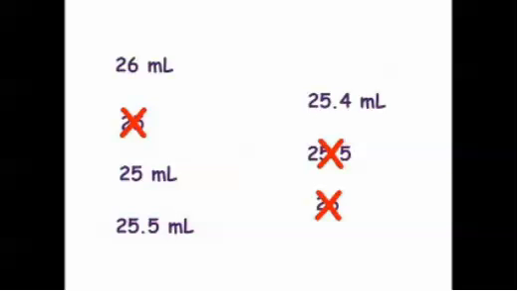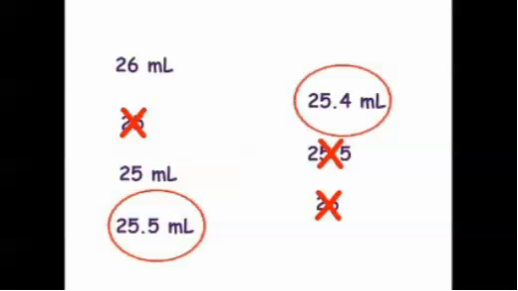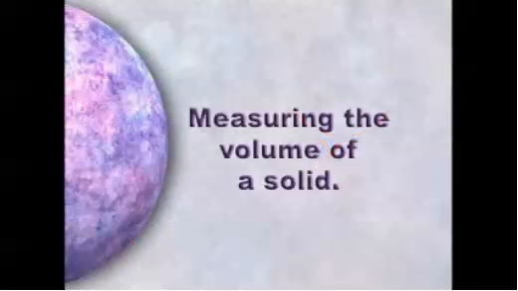The graduated cylinder has a marking for 25 milliliters and a marking for 26 milliliters. Our volume is somewhere between these two amounts. Using significant digits, we would say 25 point something, with the something being the estimated digit. So I would say that both 25.5 milliliters and 25.4 milliliters are correct. Excellent.